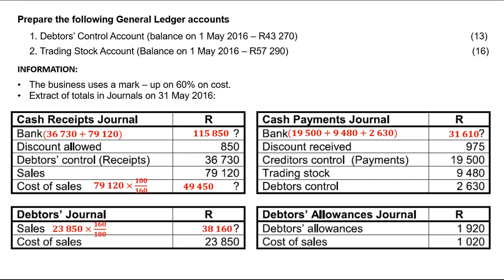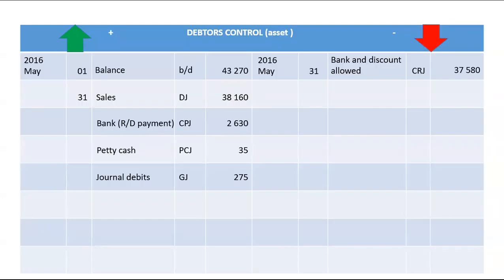So I've got debtors allowances of 1,920. Those are the total returns by our debtors, and that will reduce what our debtors owe us because they returned stock, and that will be recorded in the DAJ, and the amount will be 1,920. The last one will be your general credits, which comes from your general journal, and in this case, your general credit was 320.